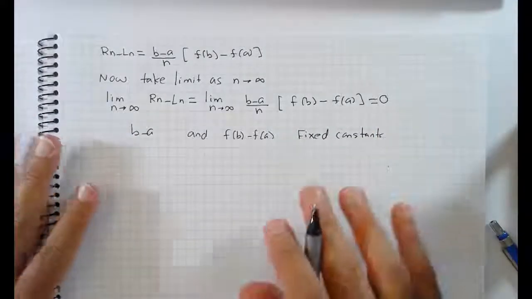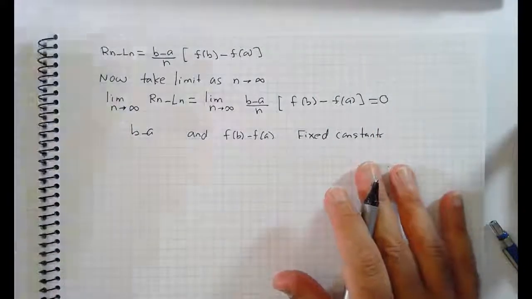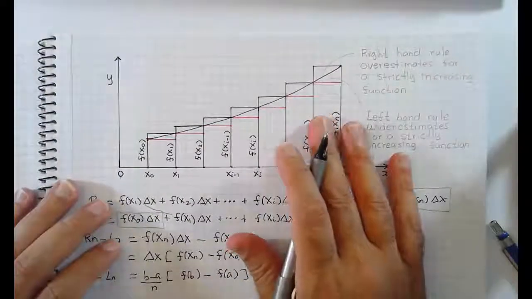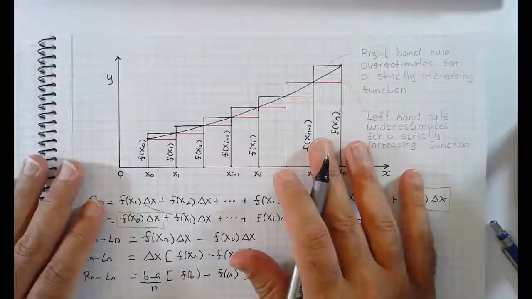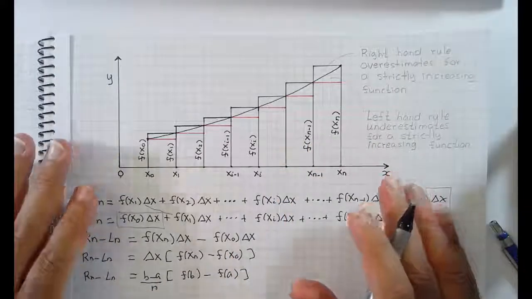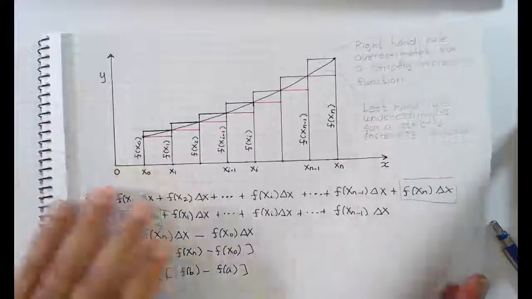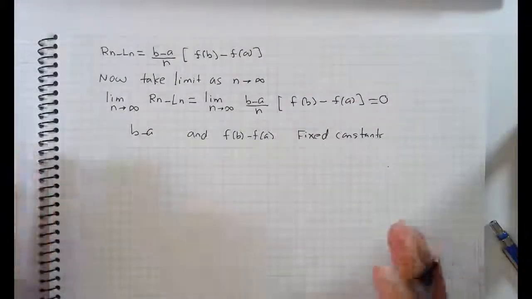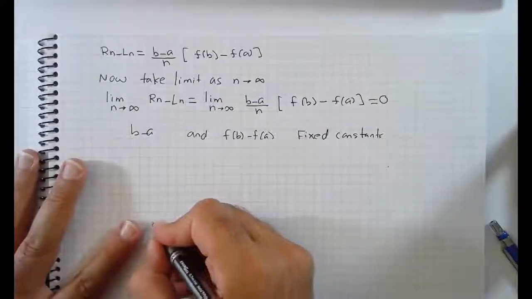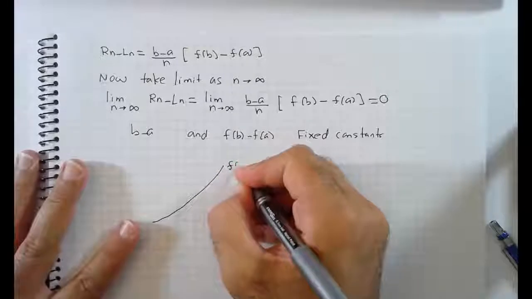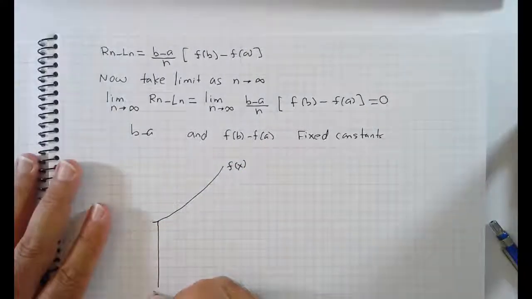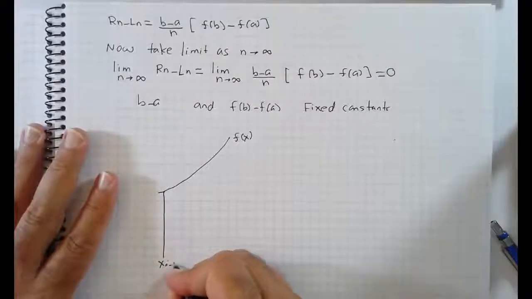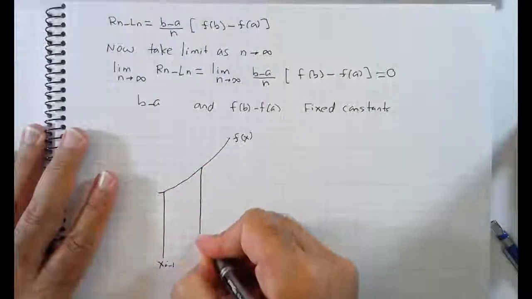Okay, so we expect this difference between the right-hand and left-hand Riemann sum to approach 0 because they both represent a definite integral. They both represent the integral from a to b of f of x dx. So let's illustrate with a diagram what's taking place for one of the rectangles. So let's say here's your function f of x, and here is xi minus 1. Here is xi.